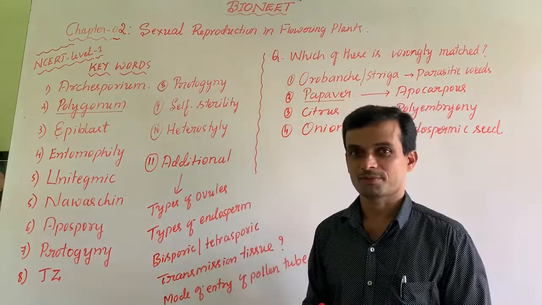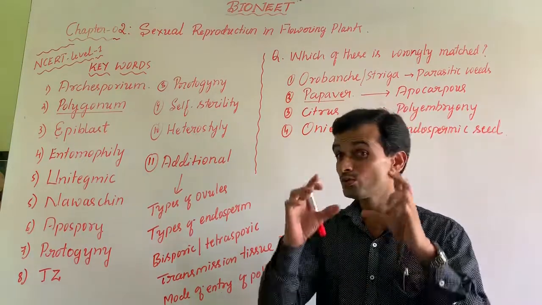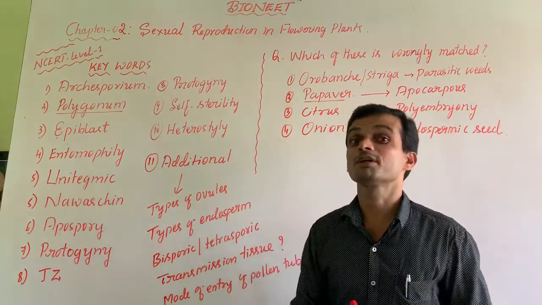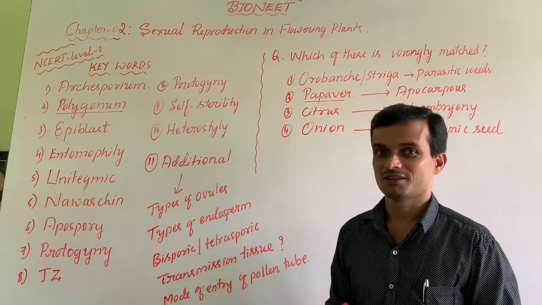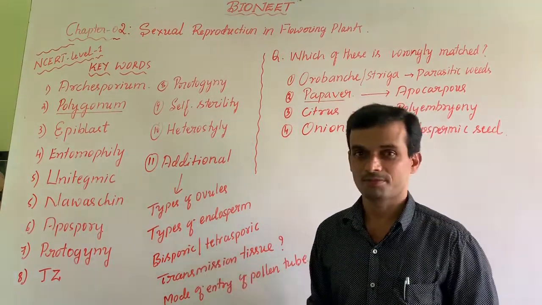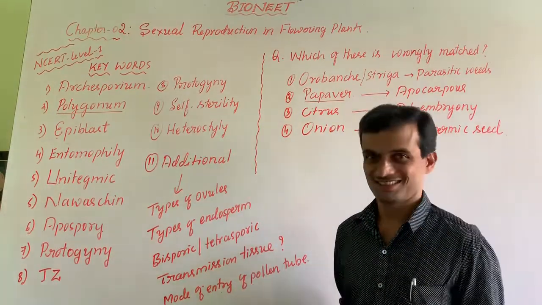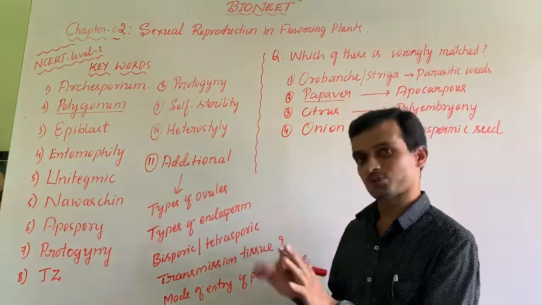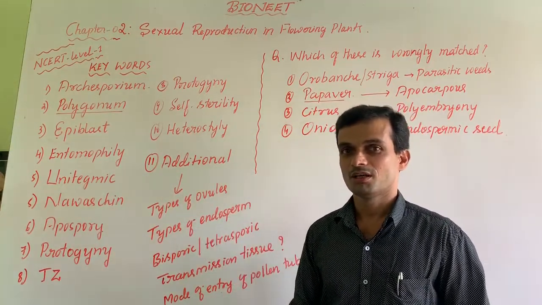Bisporic, tetrasporic. You have studied monosporic only. What is bisporic? Two spores degenerate. Two spores develop into the embryo sac. The embryo sac develops from two spores, bisporic. It is seen in Liliaceae, onion. Tetrasporic is seen in Peperomia. So all 4 spores contribute to the development of the embryo sac.